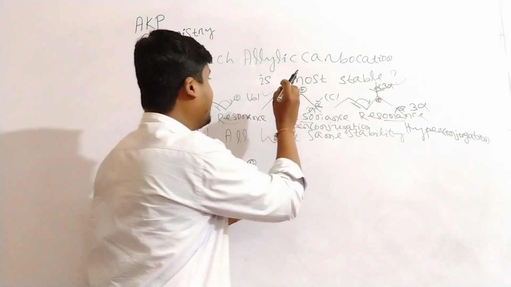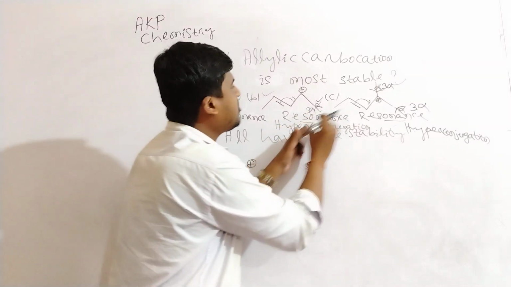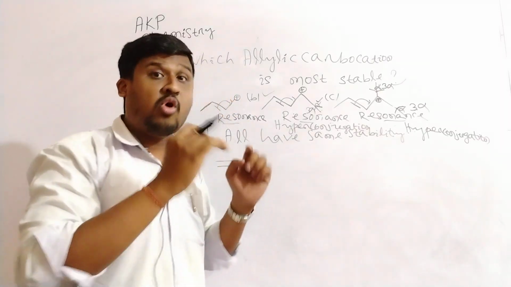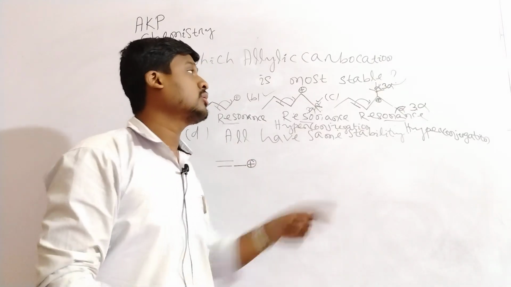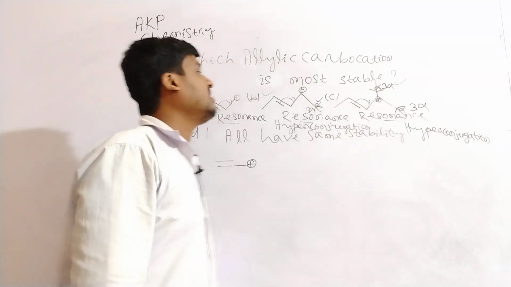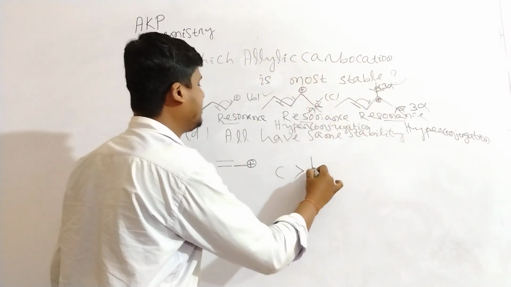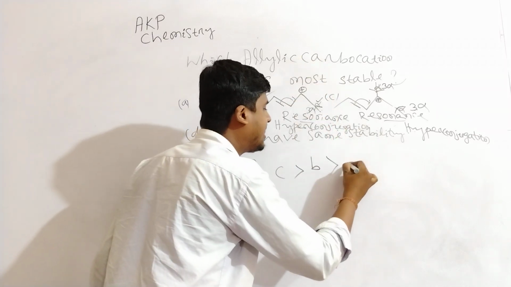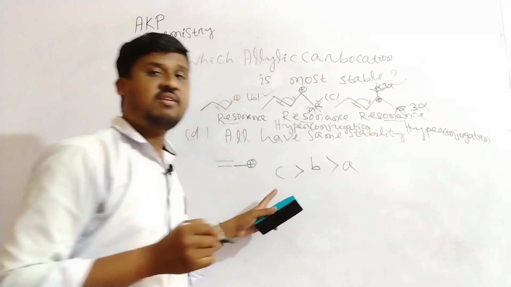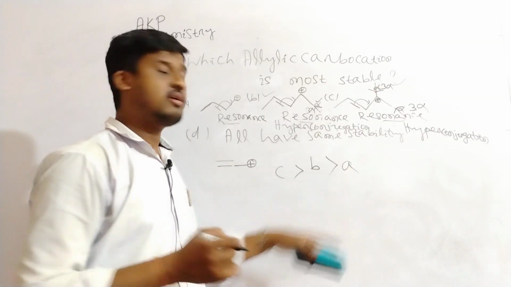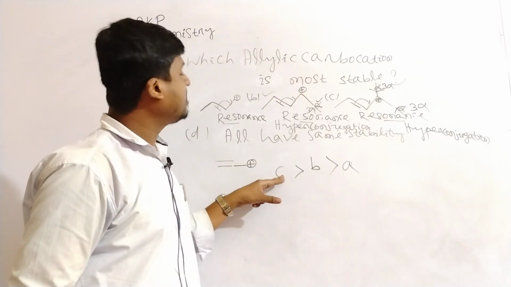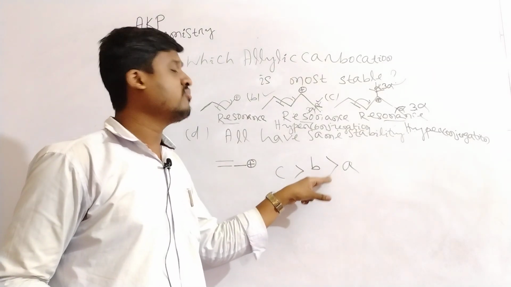But between B and C, which one is more stable? Here hyperconjugation, here also hyperconjugation. You have to know that the more alpha hydrogen atoms, the more hyperconjugated structures, the more stability. So option C has more hyperconjugated structures because there are 6 alpha hydrogen atoms. So C is more stable than B, and B is more stable than A. C allylic carbocation is more stable than B, which is more stable than A.